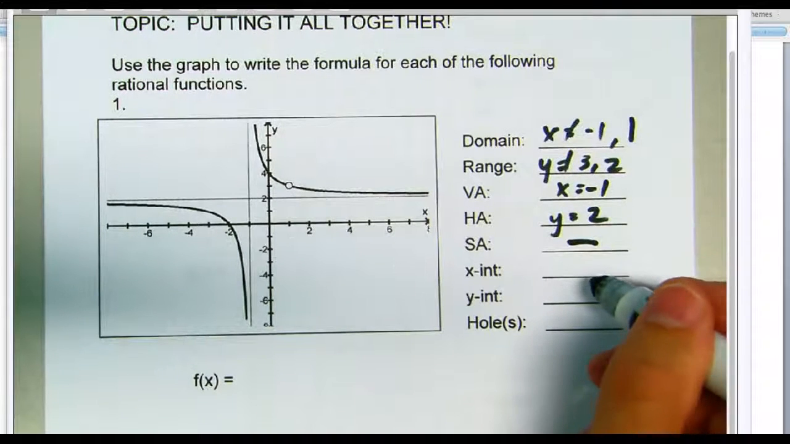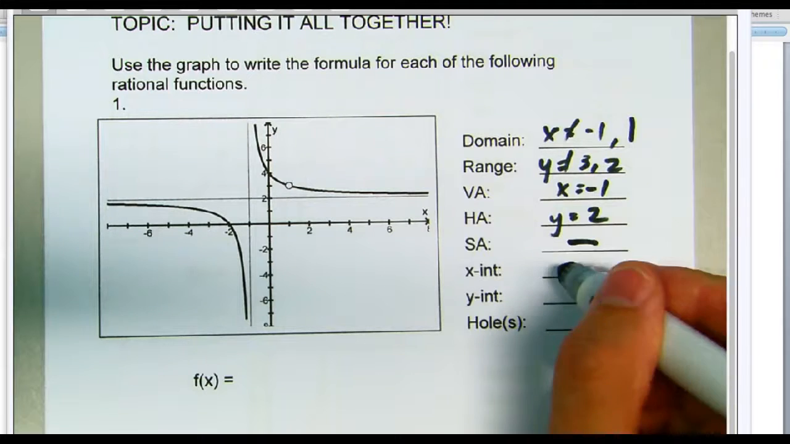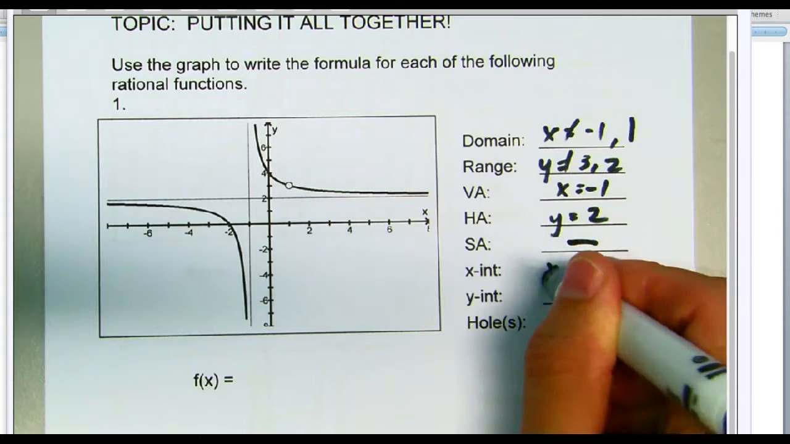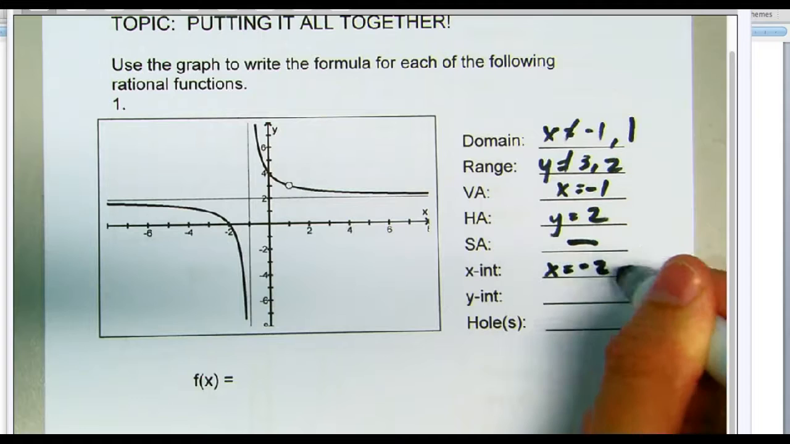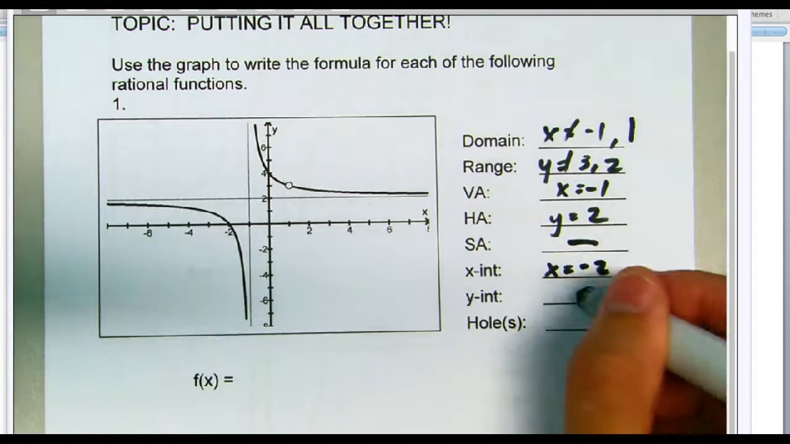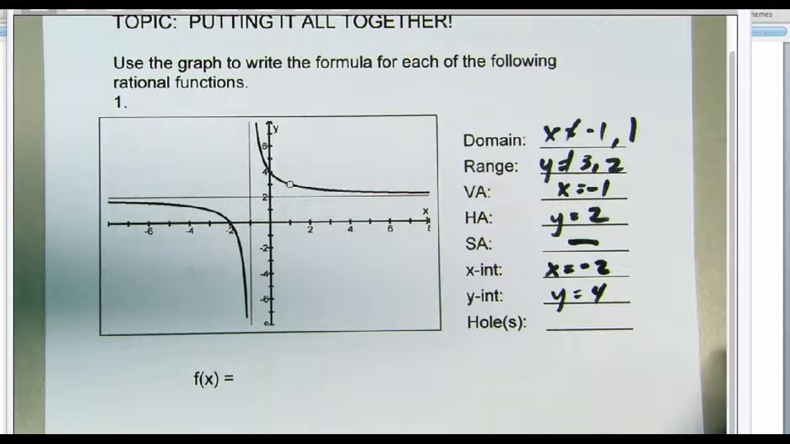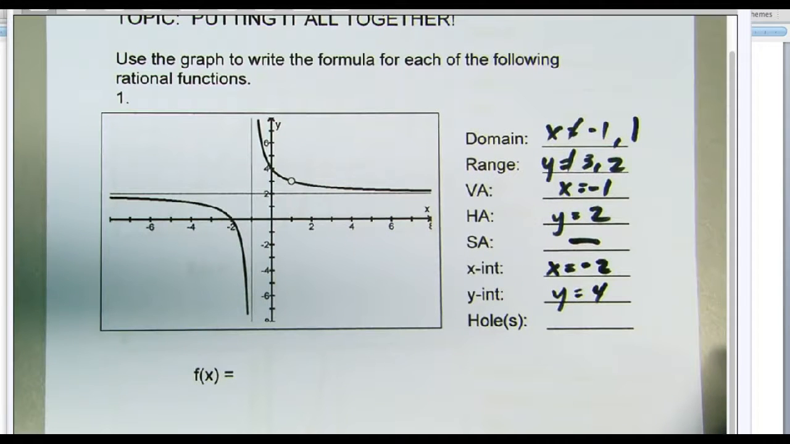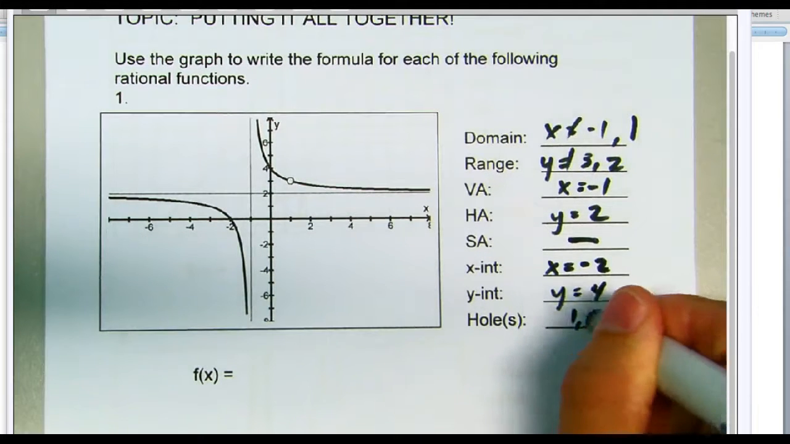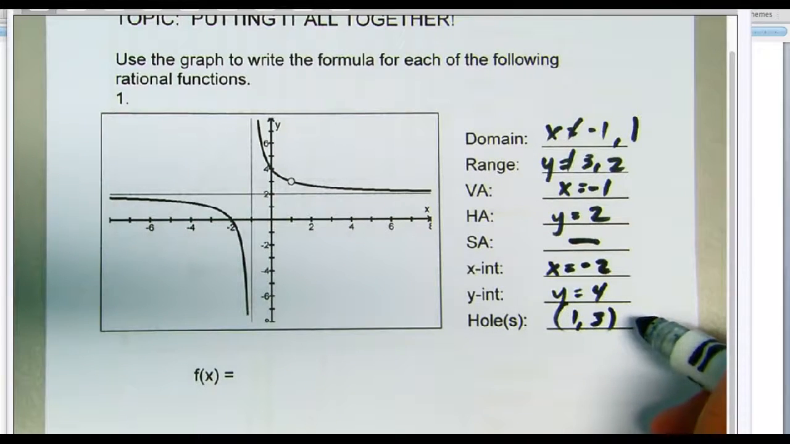And then the x-intercept. The x-intercept is going to play a role because that's going to help us in our numerator. So the x-intercept, there's one of them. That would be x is equal to -2. That's one of my zeros. Then my y-intercept looks like it's going to be 4. So that plays an important role too. And then holes, yes, we have one at 1, 3. That's the coordinates of the point of the hole. Remember, we always want to write those coordinates.